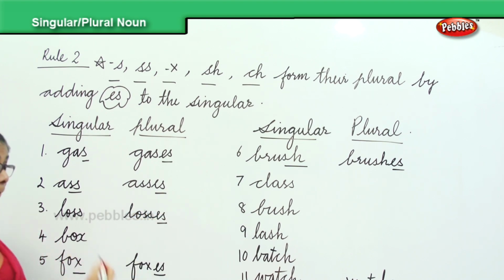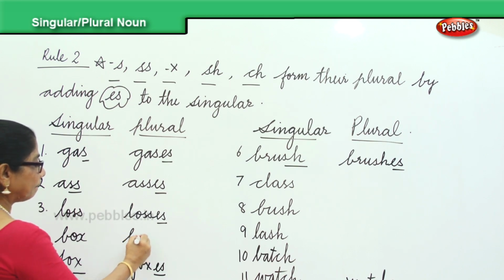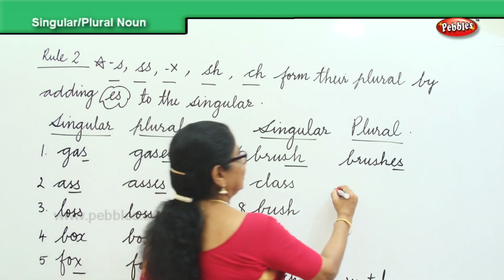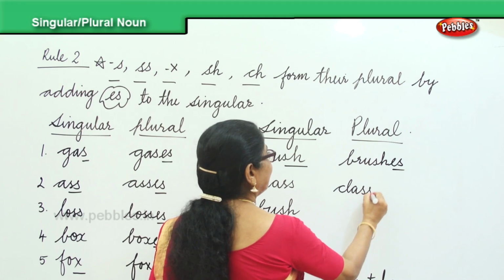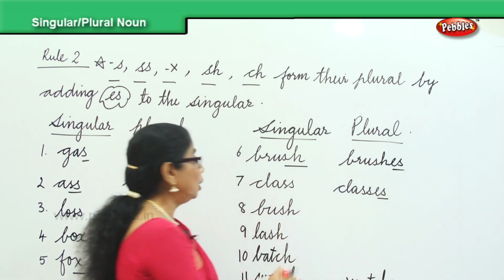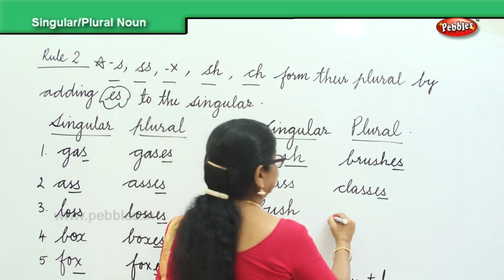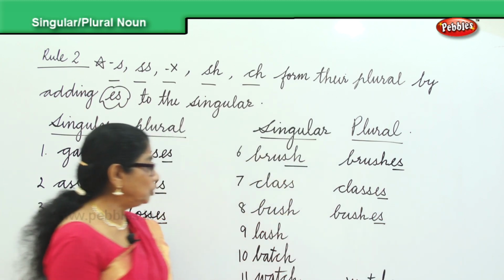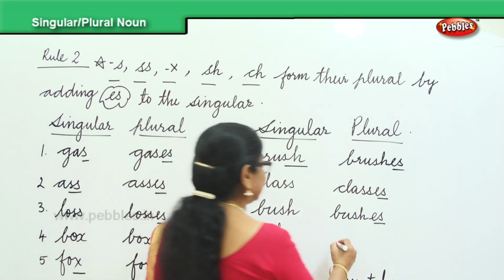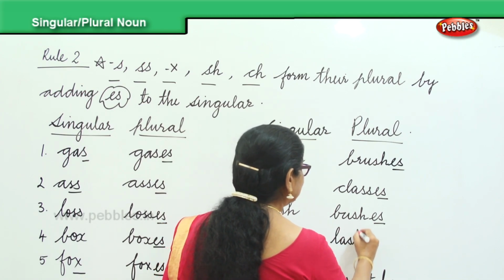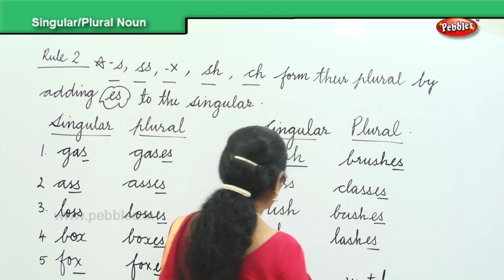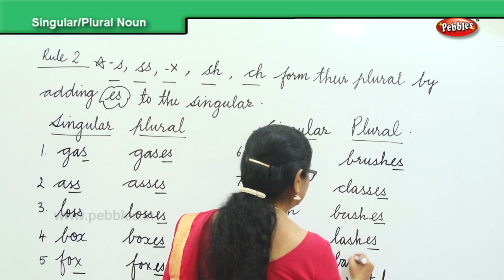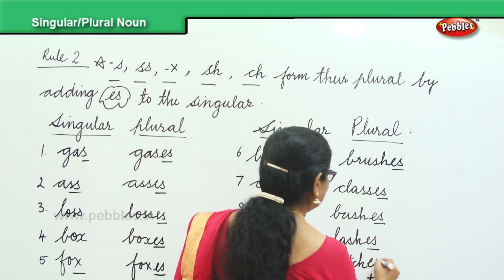We added es. Box, boxes. Now, you have class, classes. You have here bush, bushes. Bush, and add es, you have bushes. Lash, lashes. You have batch, batches. Batch, and you add es, batches.